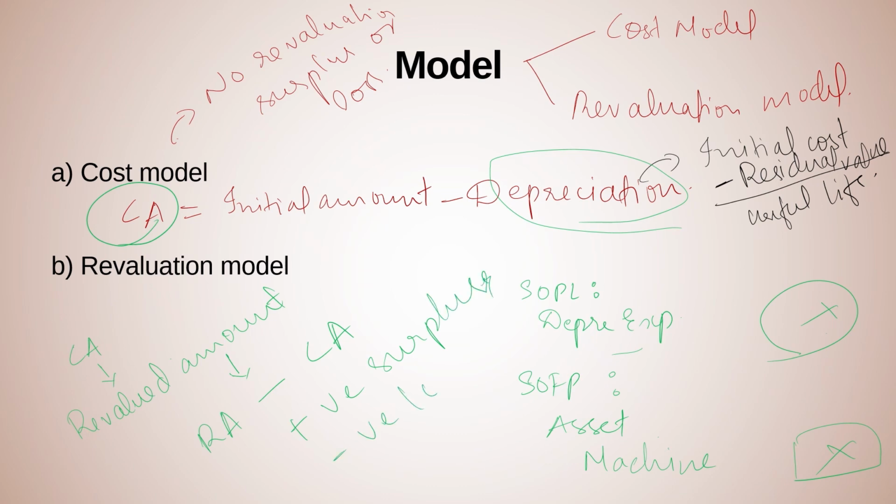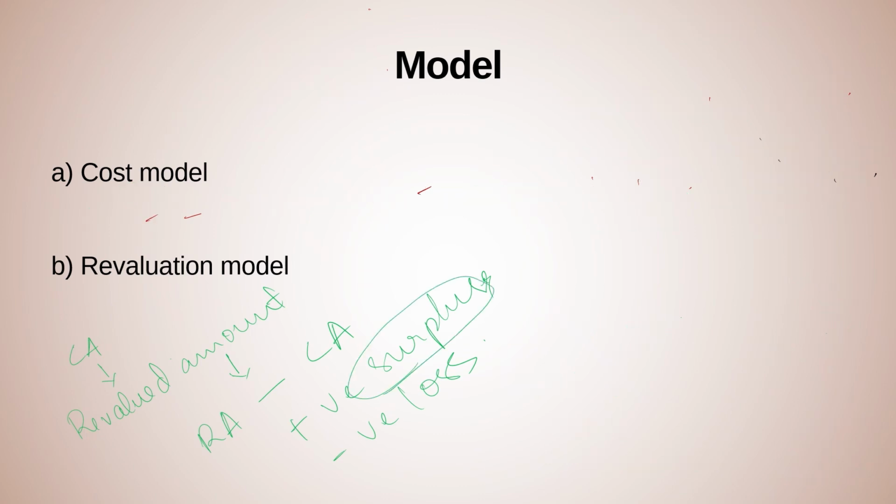negative, then loss. Okay, so if it is surplus, then in SOPL we will show depreciation expense, and in OCI, that is other comprehensive income, we will show this revaluation surplus. Okay, we will show this revaluation surplus under OCI.